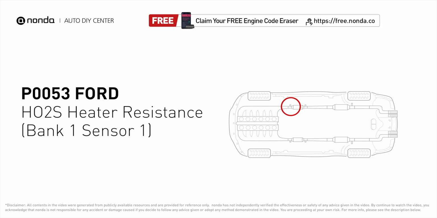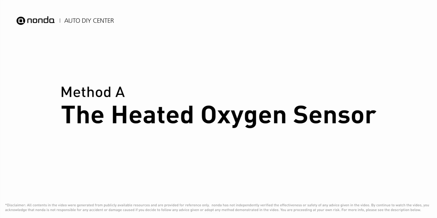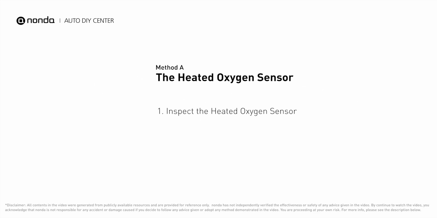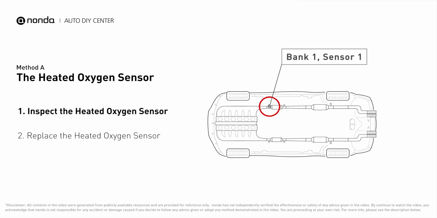It means the heated oxygen sensor resistance is out of range on engine bank 1 and the sensor upstream. Here are one of the most practical solutions to fix Ford's P0053 error code. Method A, the heated oxygen sensor. This heated oxygen sensor is located right before the catalytic converter. Bank 1 is on the side with cylinder number 1. Sensor number 1 is usually the one in the exhaust manifold.